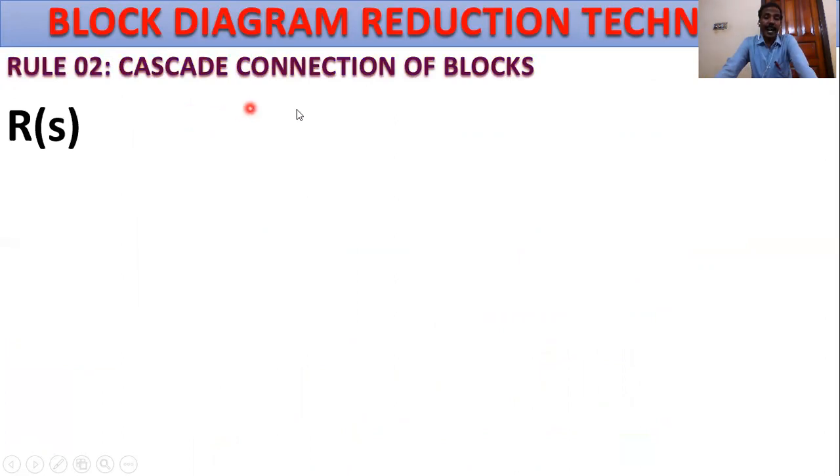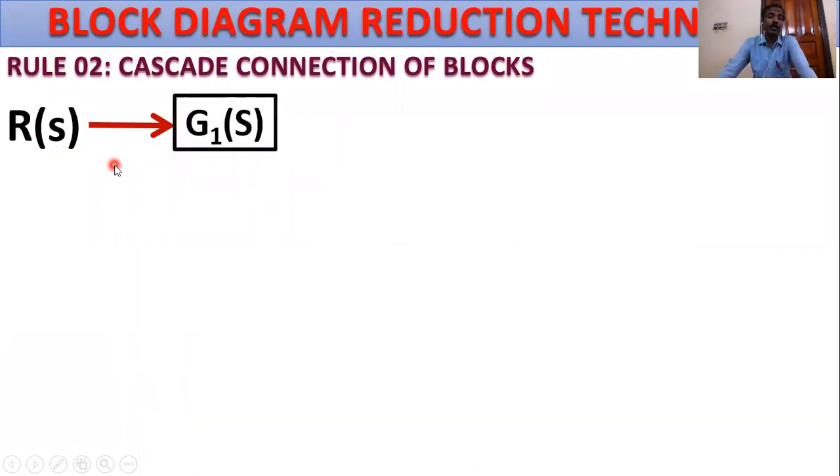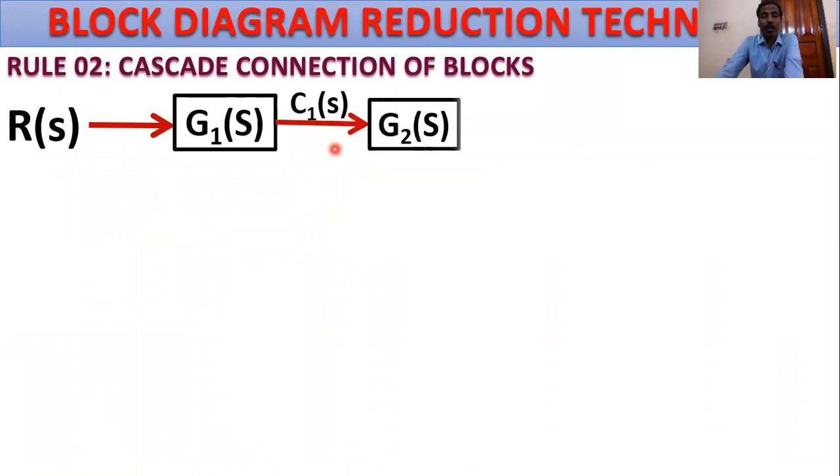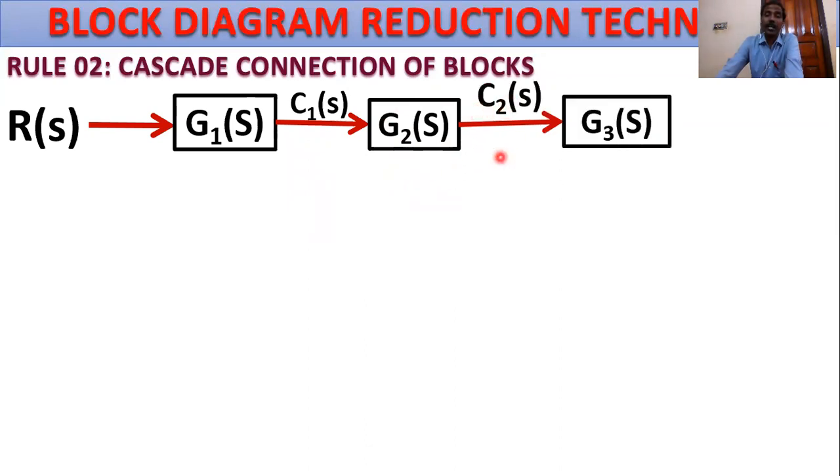Rule number 2, cascade connection of block diagram. This is also very important. R of S equals the reference input, and the first plant gain or block gain equals G1(S), and the first output is C1(S). C1 of S is the input of the second block G2(S), and the G2(S) output signal equals C2(S), and this is the input of G3(S), and the overall output, ultimately, is C of S.